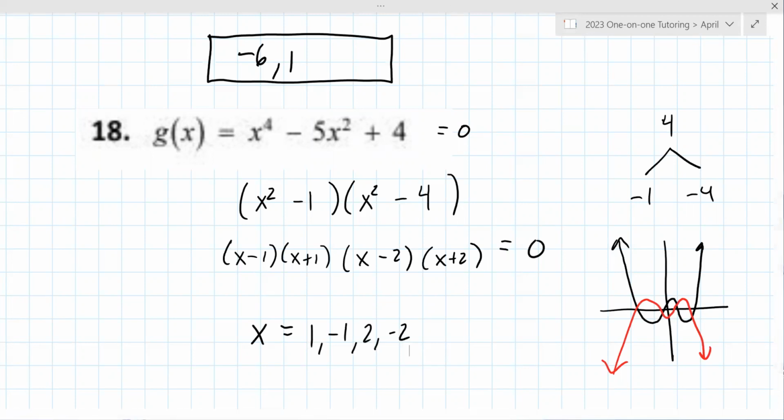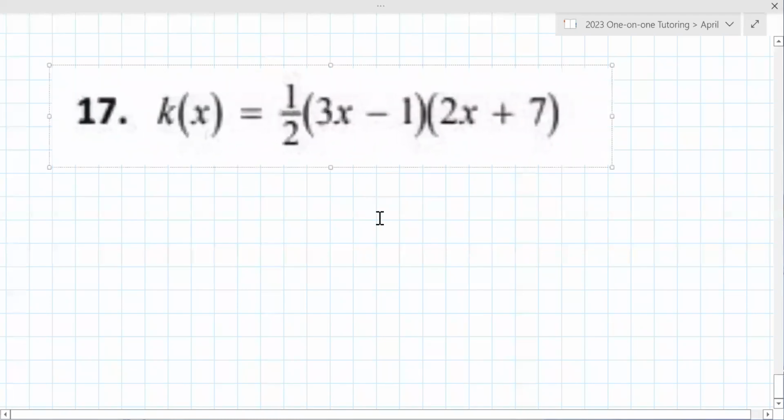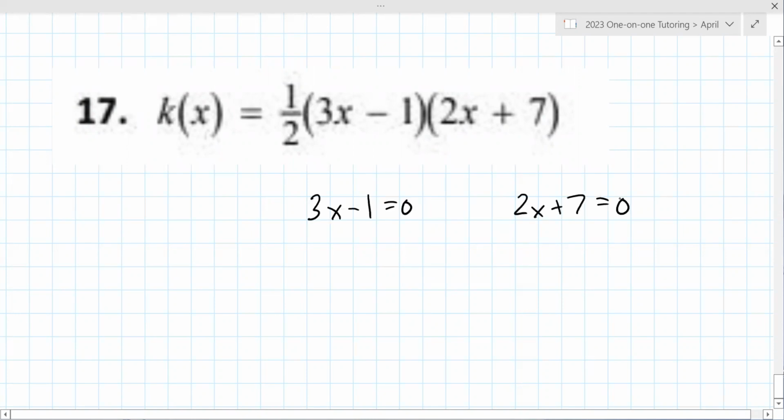All right. Now the better case is something like 17, where it's already in what's called factored form. You've got to be super comfortable with what form it's in. I don't even think I have to do anything with this, right? I can just find the zeros. You set 3x minus 1 equal to 0 and 2x plus 7 equal to 0. So 1/3 and -7/2.